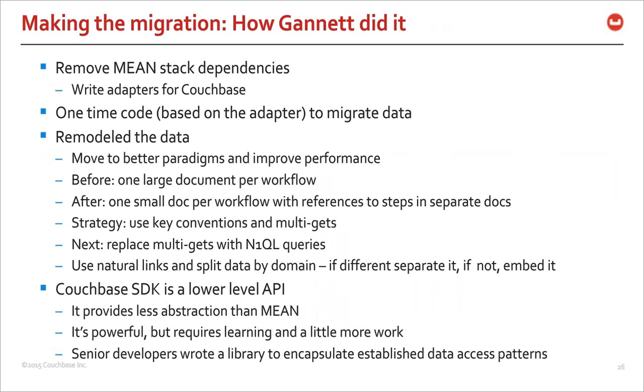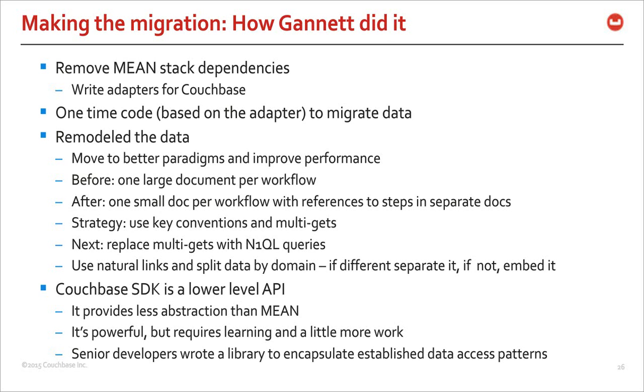So we'll talk a little bit about the physical process of how Gannett did it. They started with the MEAN stack. They pulled out some of the MEAN dependencies, in particular some of the MongoDB dependencies. I think it says MEAN here, but what we're really talking about is they pulled out some of the Mongo dependencies from MEAN. And they chose to write adapters for Couchbase. For the physical migration of the data from MongoDB to Couchbase, they actually used that adapter. They wrote an adapter for the application so that it could now read and write to Couchbase instead.